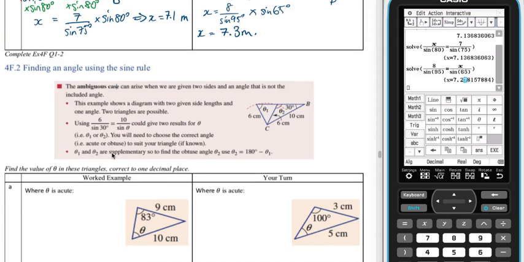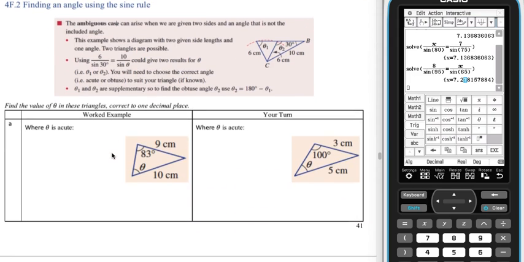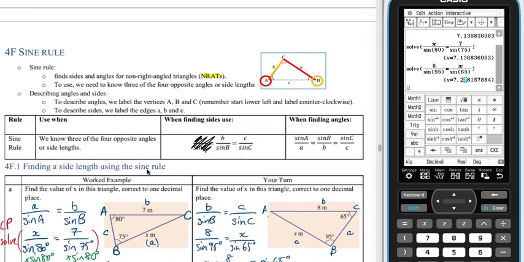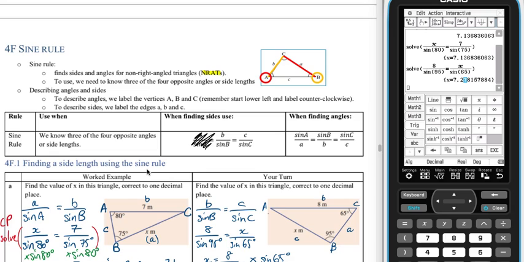Now, we can also use the sine rule to help us find an angle, okay? So in this case, we want to find theta. Now, what we have to know first is just a nice little shortcut into doing this. We can either find a side in the sine rule using A on sine A is equal to B on sine B is equal to C on sine C. This is for finding sides.